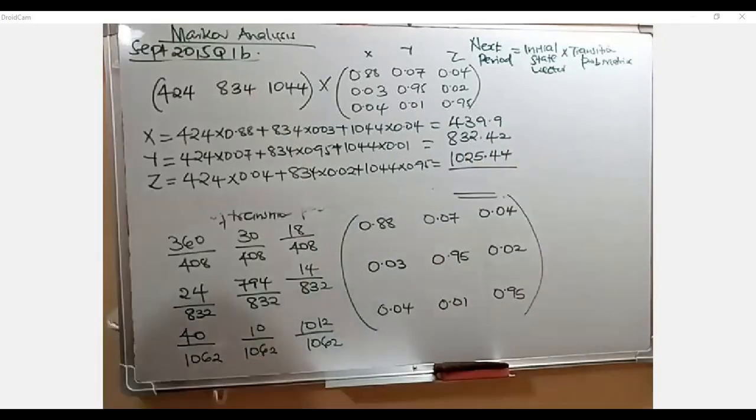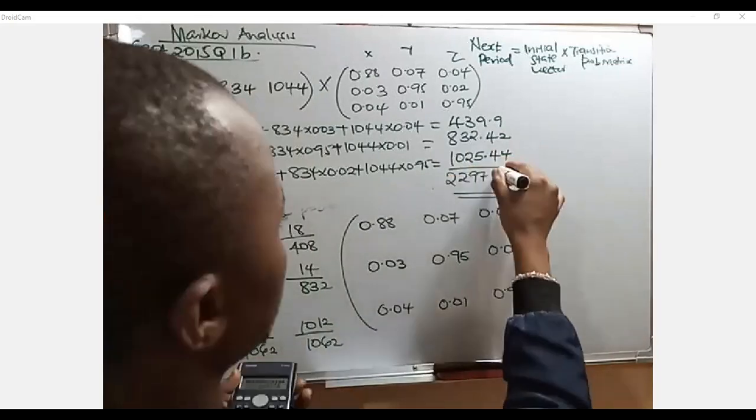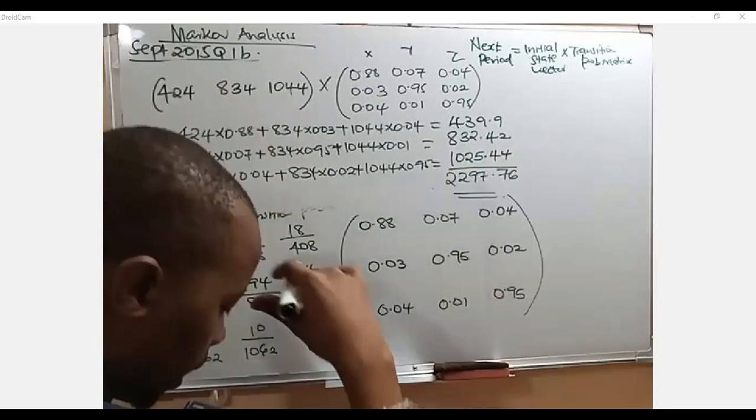Now, let us get the total summations here. The total summation will be 1025.44 plus 832.42 plus 439.9. You're supposed to be getting 2297.76. Now, you can get your market shares here.